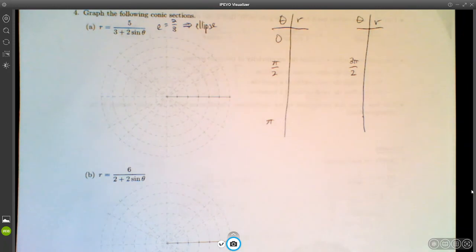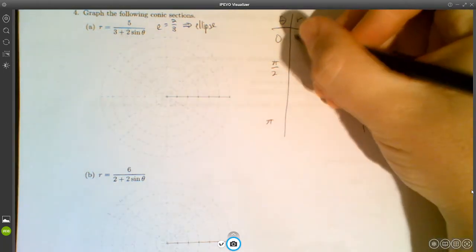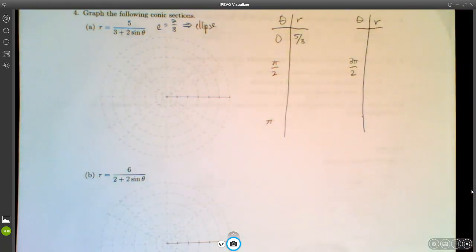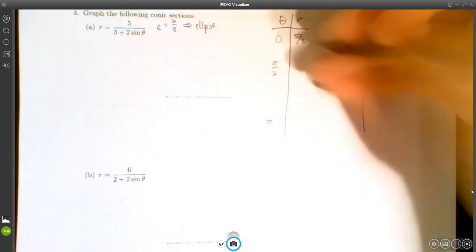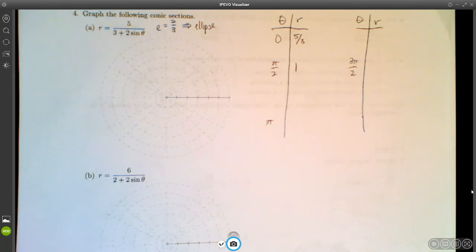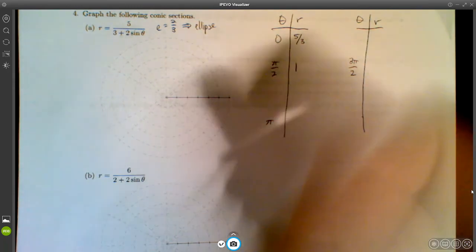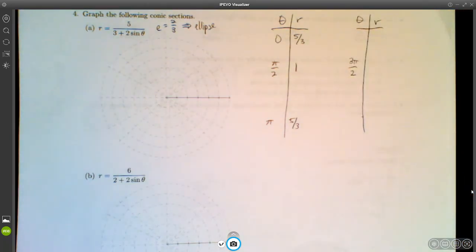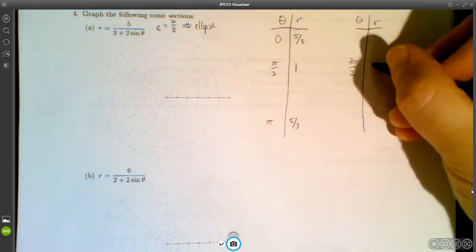I'm just going to do this in my calculator. So we have 5 over 3 plus 2 sine theta. When theta is 0, this is 5/3. When theta is pi over 2, this is 1. When theta is pi, this is 5/3 again. All makes sense. And when theta is 3 pi over 2, this is 5.